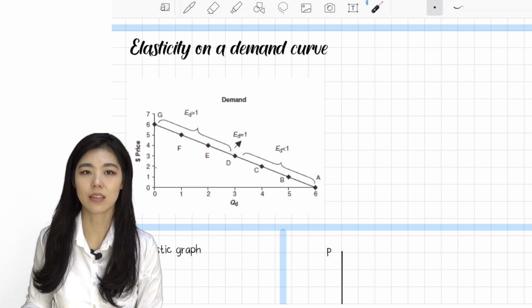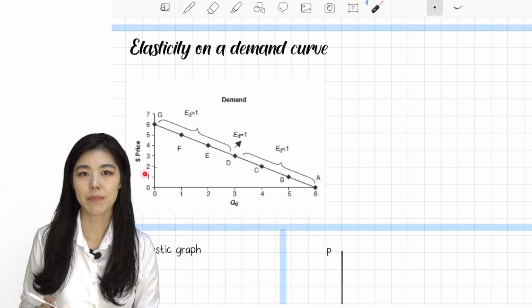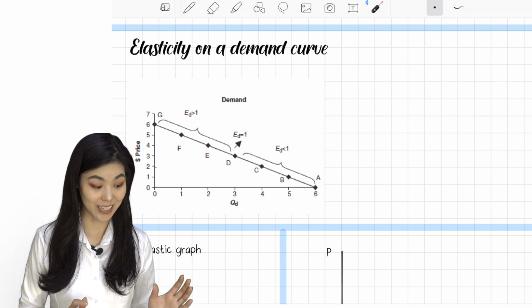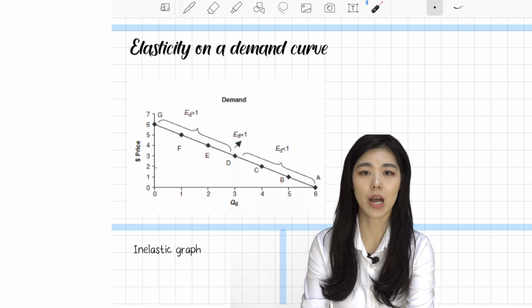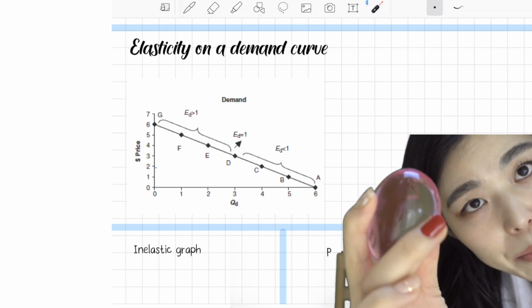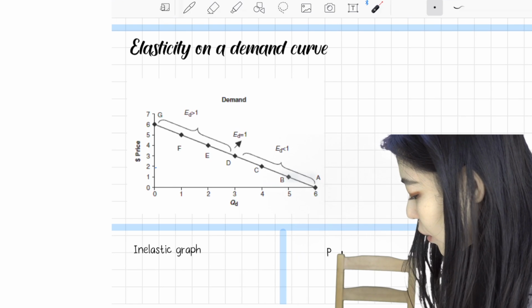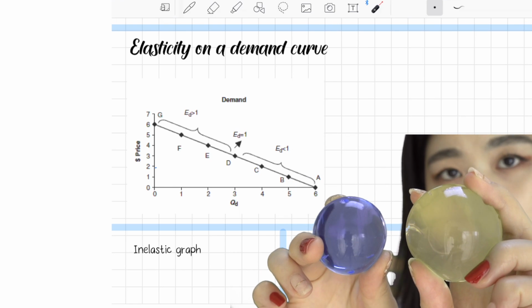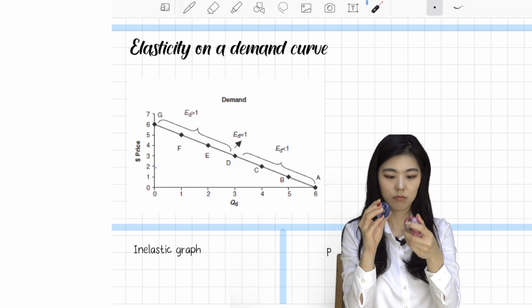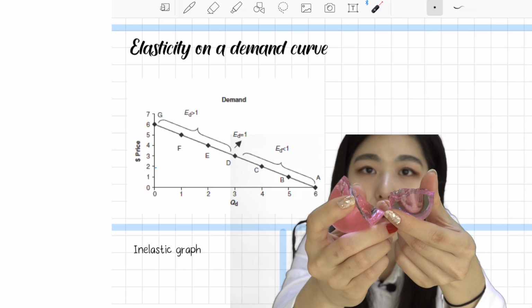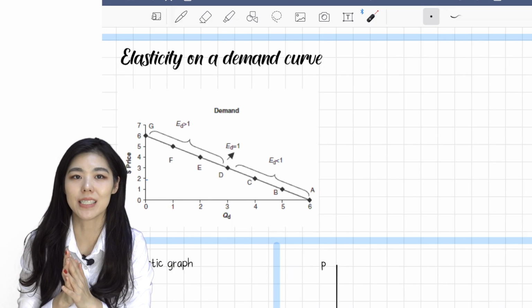Now let's look at the lower part of the demand curve. Take something really cheap, like an orbeez. For example, I got these orbeez from AliExpress, which I don't know what I got them, but they're pretty. And I have another color. These are orbeez and they're really cheap. They're like 10 cents for one orbeez. Oh, it's broken. Yeah, enough with playing with orbeez.